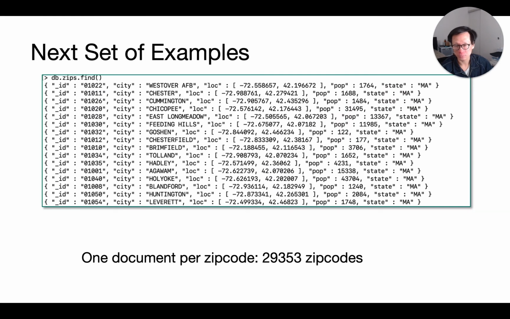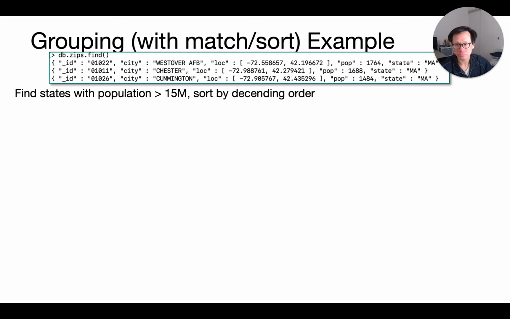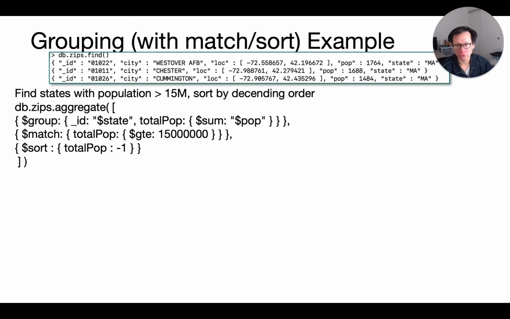For the next example, we'll use a zip code dataset consisting of cities, states, and their associated data. Here is an example of constructing an aggregate pipeline. In this query, we want to find the states with greater than 15 million in population and sort them by descending order. We construct the pipeline by first calling the group operator and state that we want to group by the state field and compute a new attribute called total pop by summing the population field in the input documents.